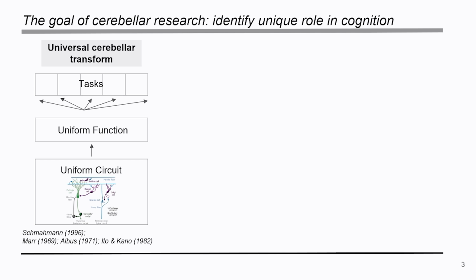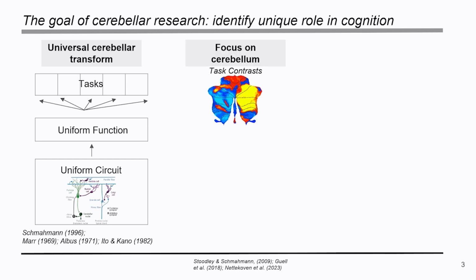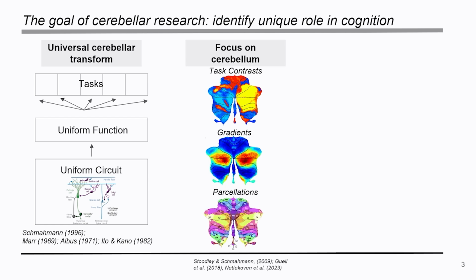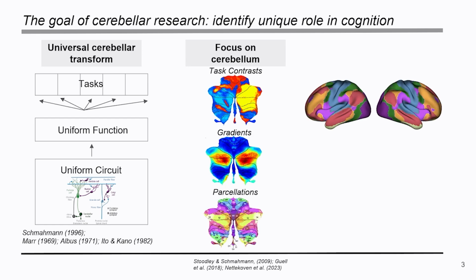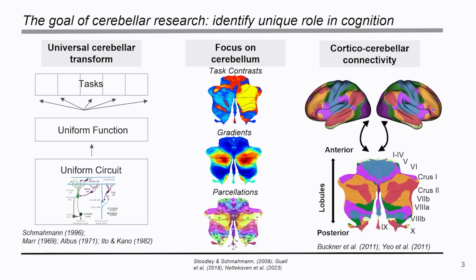And while much of the neuroimaging approach has largely focused on the cerebellum using task contrasts or gradients or even parcellations, we of course know there's another important structure missing from this picture, which is the cerebral cortex. And we know from work by Randy Buckner and many others that there is a nice functional correspondence between cortical networks and corresponding regions of the cerebellum.